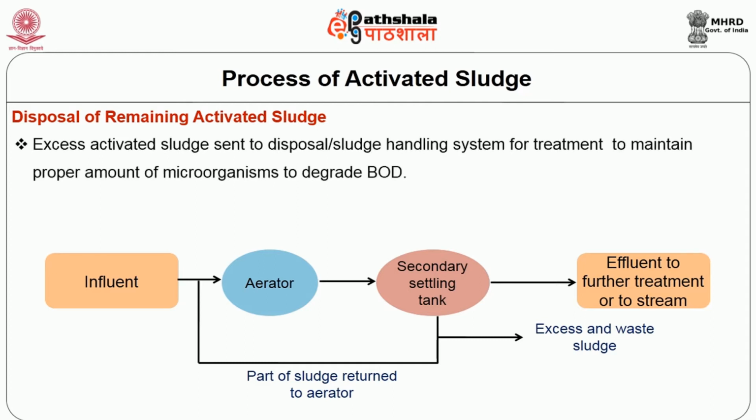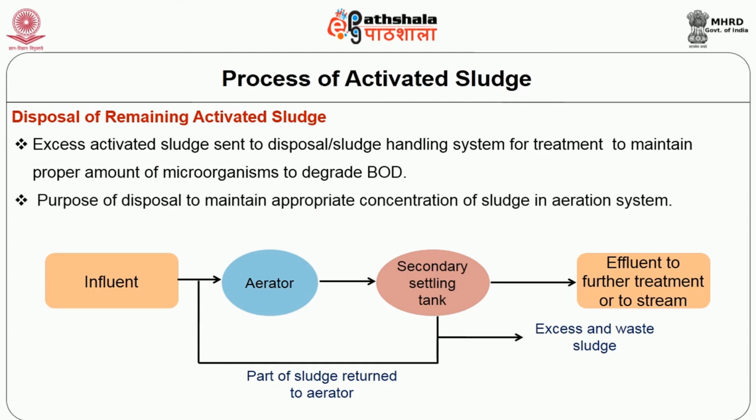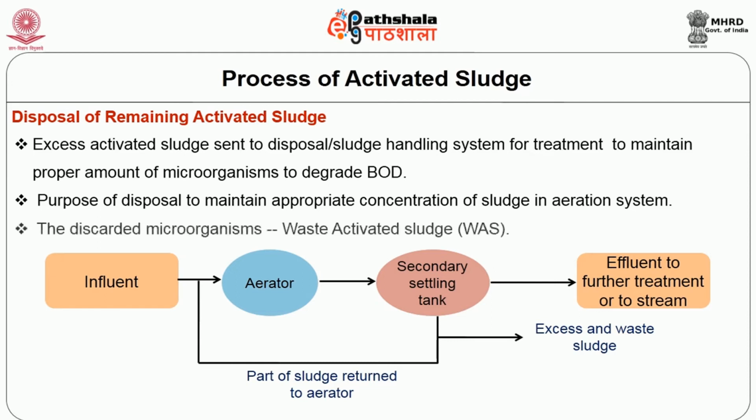So, excess activated sludge is sent to the disposal or sludge handling system for treatment in order to maintain the proper amount of microorganisms to efficiently degrade the BOD. Thereby, the main purpose of disposal is to maintain appropriate concentration of sludge in the aeration system. The discarded microorganisms are called the waste activated sludge.